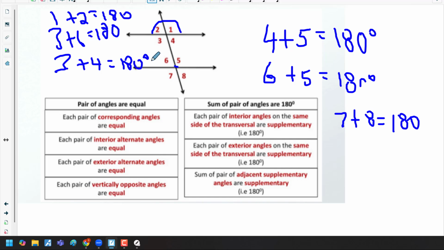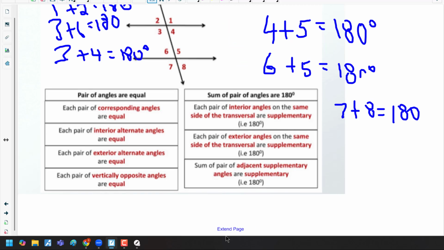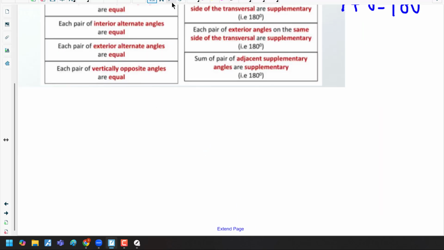also equal to 180. So these are a bunch of rules that you can use to solve for a situation where you have parallel lines and a line bisecting them. So use all of these rules to your knowledge to figure out what's happening. Now, I can do an example with some numbers. Let's see what that looks like.